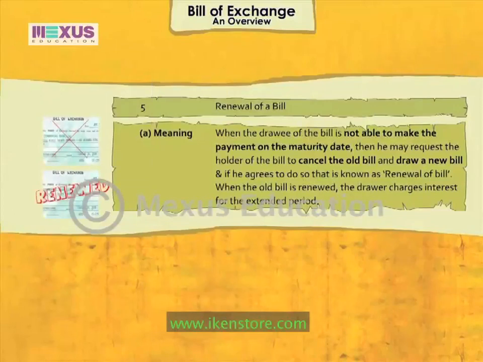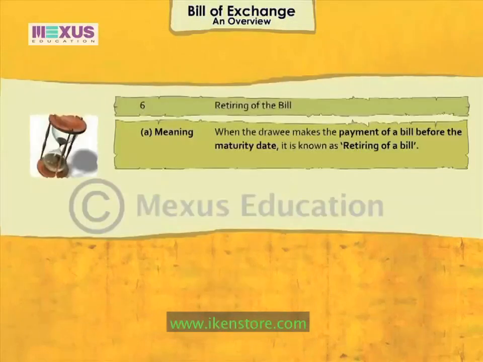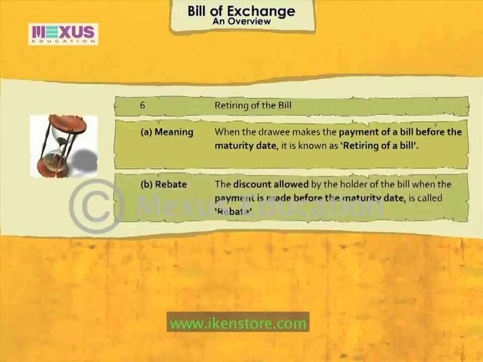5. Renewal of a bill. Meaning, when the drawee of the bill is not able to make the payment on the maturity date, then he may request the holder of the bill to cancel the old bill and draw a new bill. And if he agrees to do so, that is known as renewal of bill. When the old bill is renewed, the drawer charges interest for the extended period. 6. Retiring of the bill. Meaning, when the drawee makes the payment of a bill before the maturity date, it is known as retiring of a bill. Rebate. The discount allowed by the holder of the bill when the payment is made before the maturity date is called rebate.